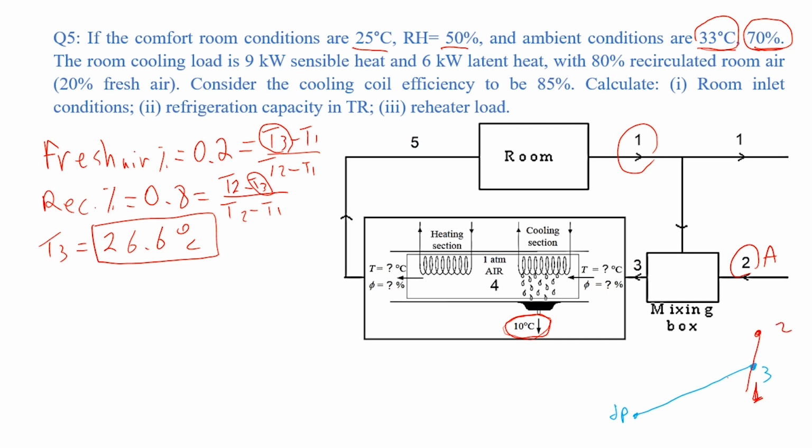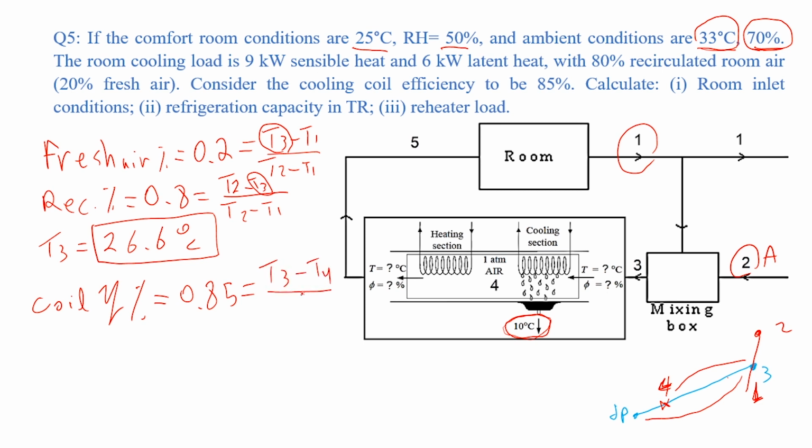So we can see here the coil is in the blue line. The outlet of the coil will be somewhere here. It will be 0.4. So the efficiency of the coil is the large portion, 3/4 divided by the total portion, 3 minus dew point. Coil efficiency percent is 85%, which equals T3 minus T4 divided by T3 minus T dew point. In this case, the only unknown is T4. We can calculate it directly. So T4 will be around 12.5 degrees Celsius.